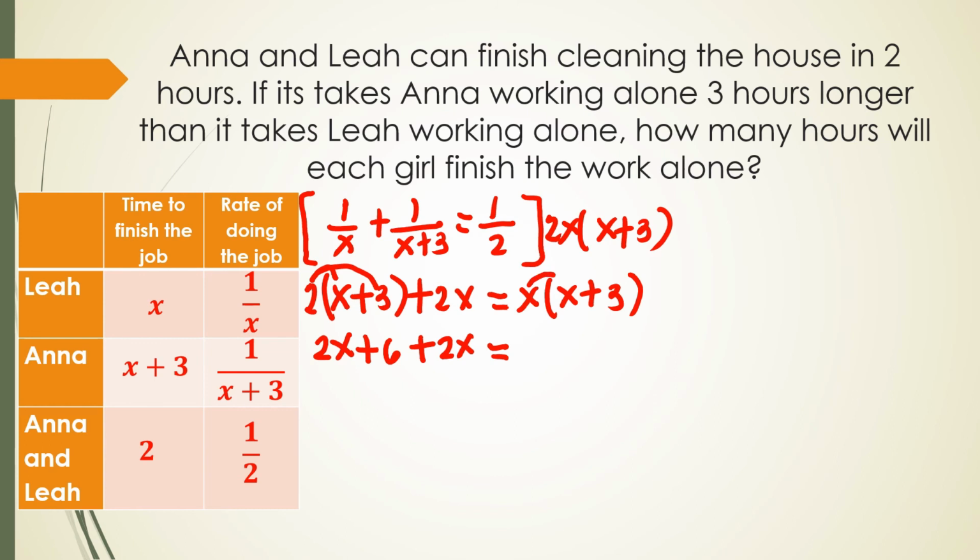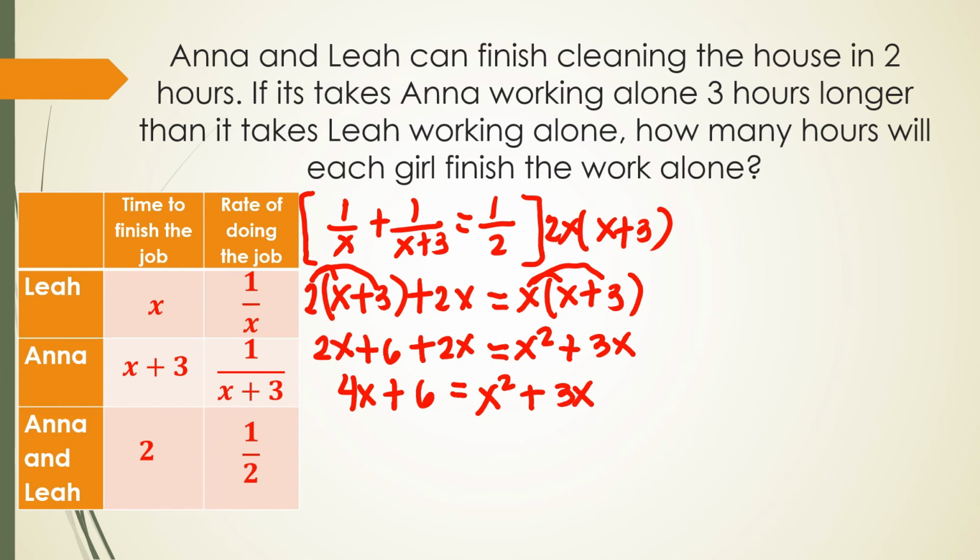So, x times x, we have x squared. X times positive 3, we have positive 3x. And then, combine like terms. 2x plus 2x, that is equal to 4x. Plus 6 is equal to x squared plus 3x.